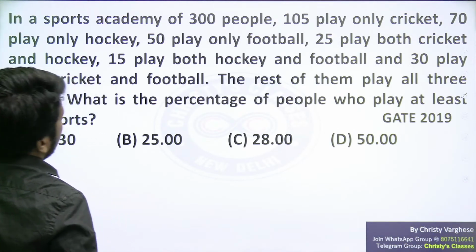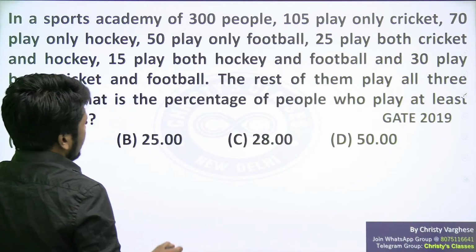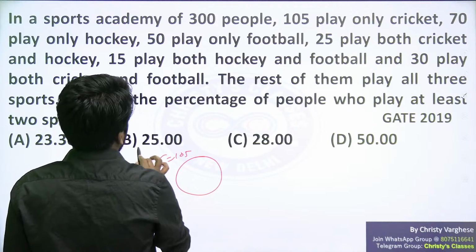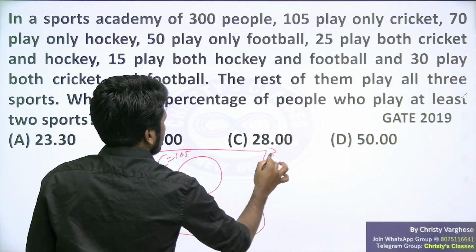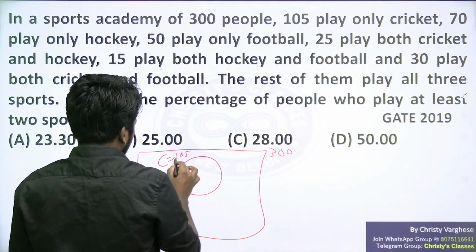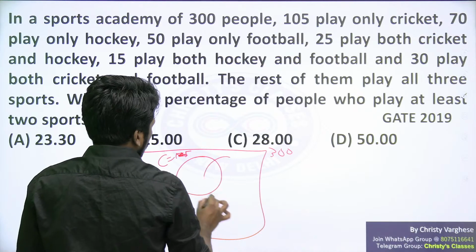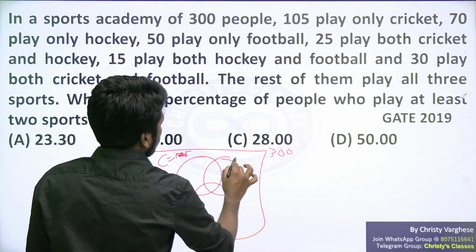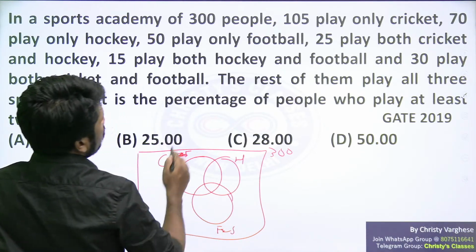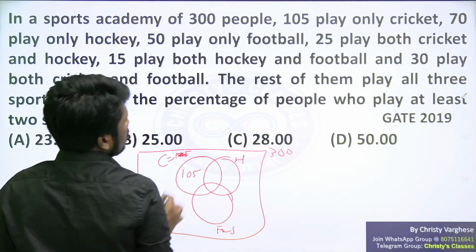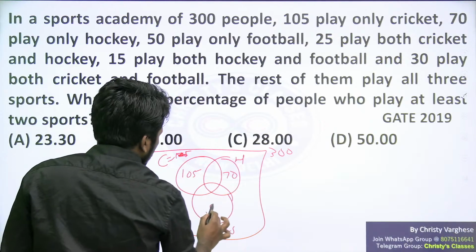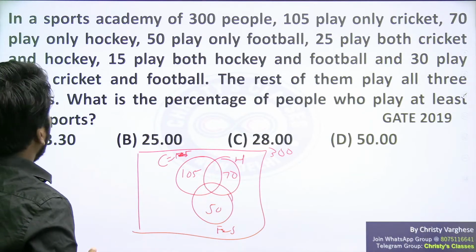In a sports academy of 300 people, 105 play cricket. So total number of people are 300, so universal set is 300. Sorry, only cricket is 105, so cricket total is not 105. Only cricket, only hockey and only football. So only cricket is 105. 70 play only hockey, so this is 70. And 50 play only football, so this is 50.